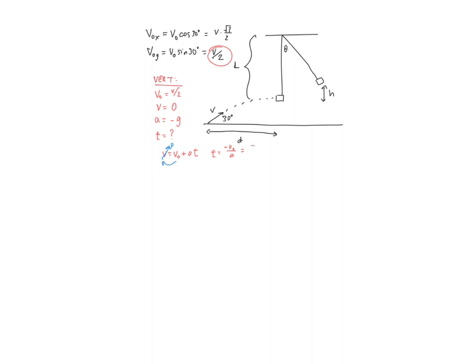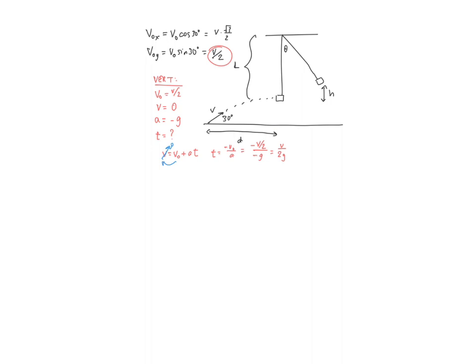I'm plugging in the stuff from the list now. That's going to be negative v over 2 divided by a, which is negative g. The negative signs cancel out, and the 2 shifts down into the denominator. So we have a time of v over 2g. But remember, that's just how much time it takes. Now we have to look at the horizontal direction.